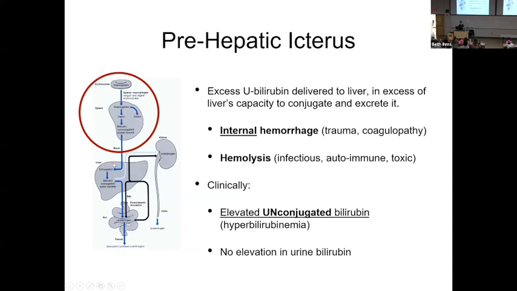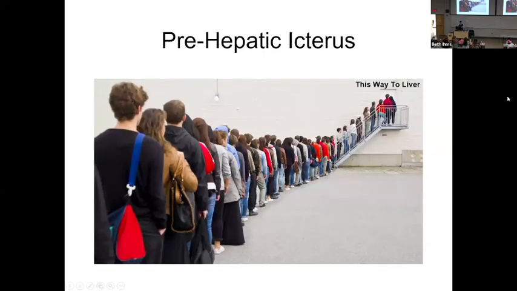We're stuck up here, we're not able to conjugate. So you will have mostly unconjugated bilirubin in the blood. And you will have no elevation in urine bilirubin because it's not making it there. This is prehepatic icterus. Liver's fine, but it's like Black Friday at the liver for bilirubin metabolism. Liver cannot handle this. It's going to build up. All of this bilirubin is just going to hang out in the blood waiting for the liver to deal with it. You're turning yellow.